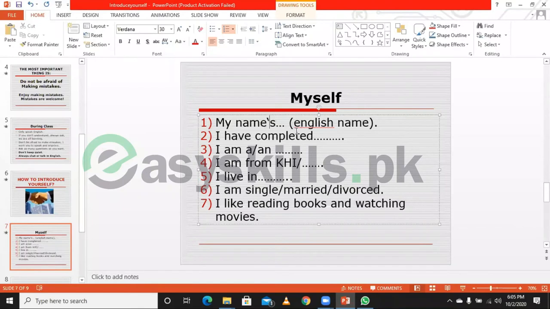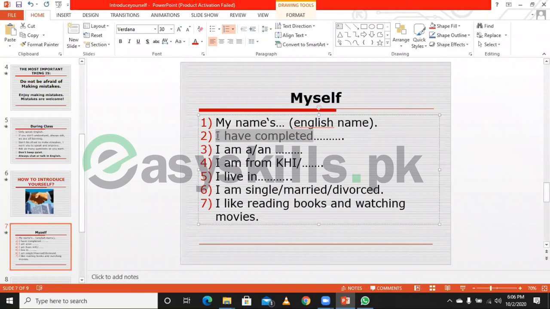Second thing, you can tell about your education. What have you done? What have you completed? I completed master's. I have completed my graduation. I have completed matriculation. Any education you are done, you can say, I have completed. But remember, this is for the ones who have completed. Let's suppose you are in intermediate in part two. So you would say differently. You would say, I am learning or I am studying in part two. I am a student of part two.